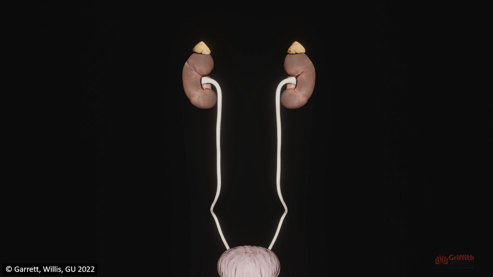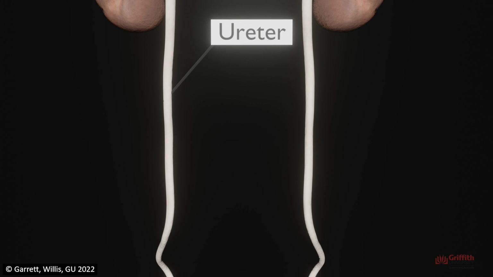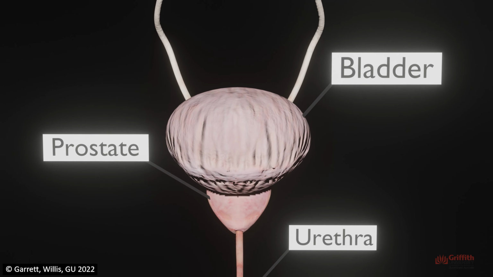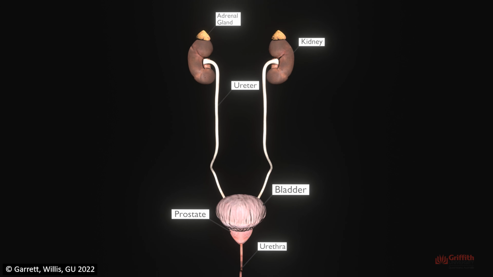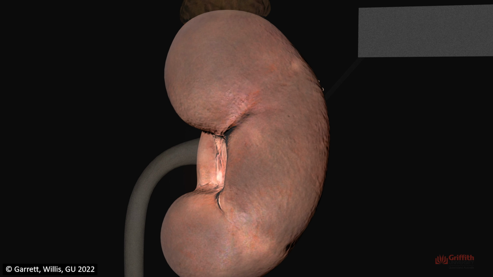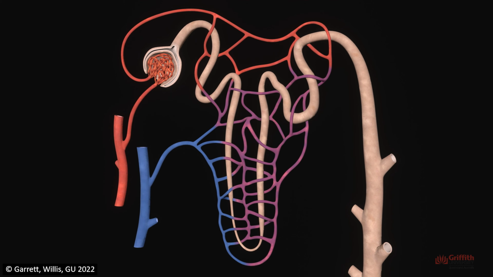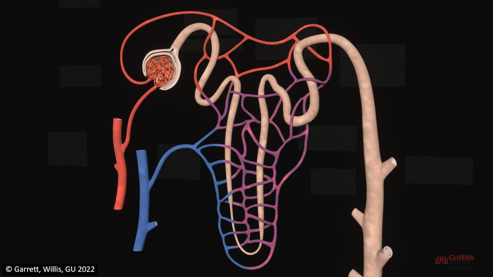The blood supply enters and exits the hilum of the kidney, along with the ureter, which carries urine to the bladder, where it is stored until it exits the body via the urethra. In a frontal view, the kidney consists of an outer cortex and an inner medulla region. Within each kidney, approximately 1 million nephrons are situated. The nephron is the functional unit of the kidney, so let's take a closer look.